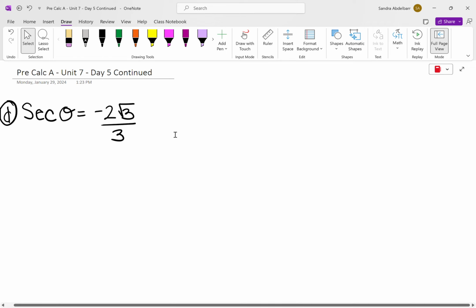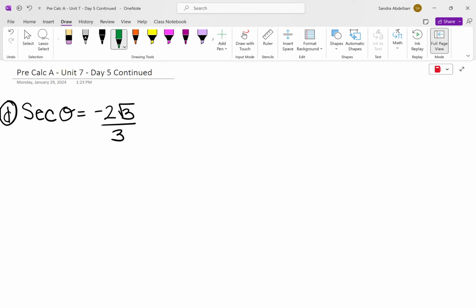Okay, so this was already rationalized. Anytime you have one that's rationalized, what you want to do is go back to the unrationalized version. So to undo this rationalization, what would it have been? Negative 2 over root 3. So now we have secant of theta is equal to negative 2 over root 3.